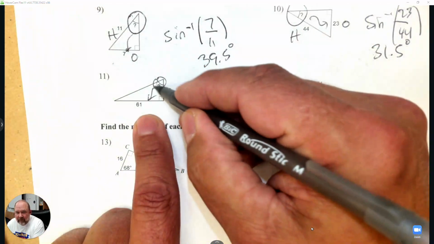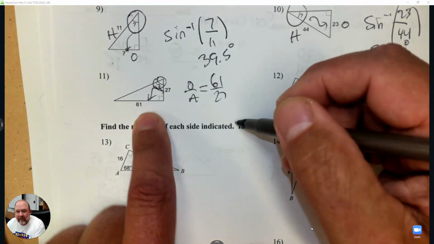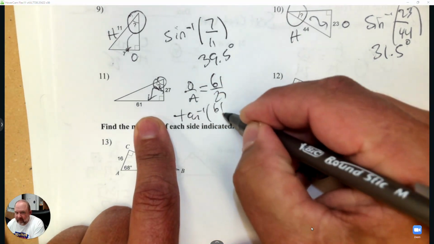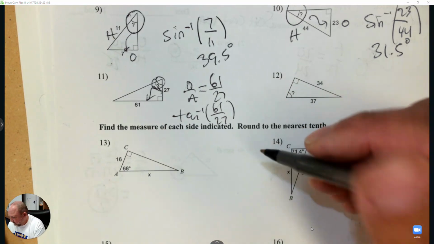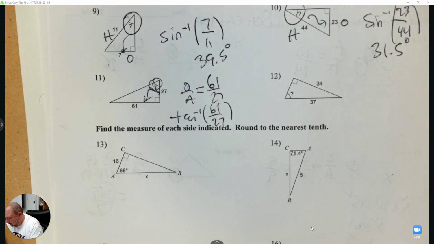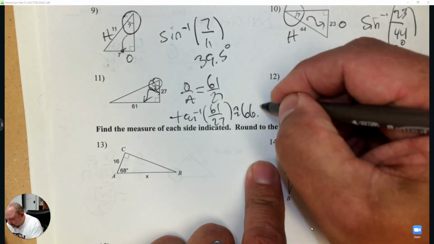Again, opposite and adjacent. That's 61 over 27. That's tangent, right? So we're going to go inverse tangent, 61 over 27. And I get about 66.1.